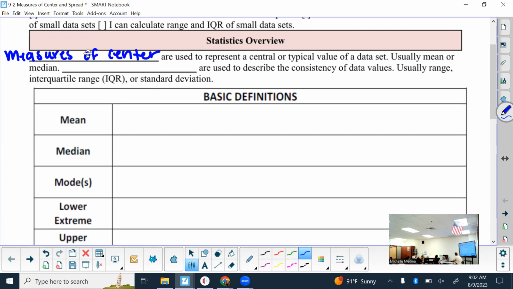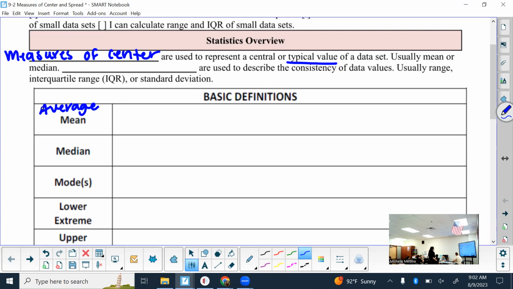Those are going to be used to represent a central or typical value of a data set. So yesterday when we were looking at the statistical questions and we talked about typical value, what did we say is a synonym of that? Average, also known as your mean. So mean / average, they're the same thing, would be an example of a measure of center, a typical value.